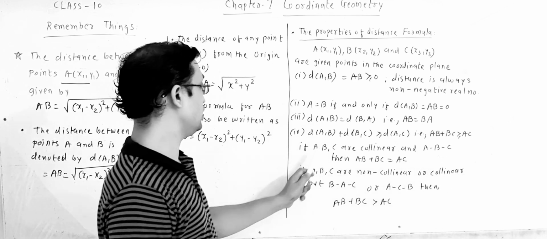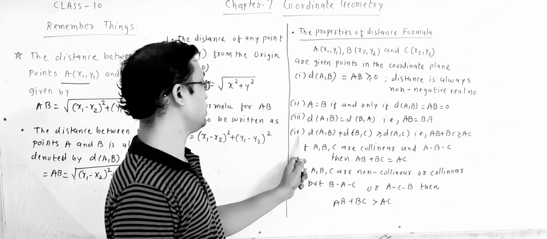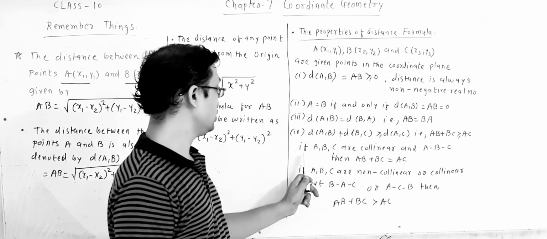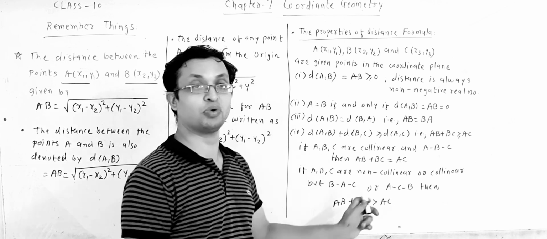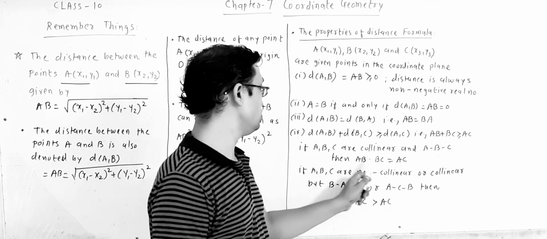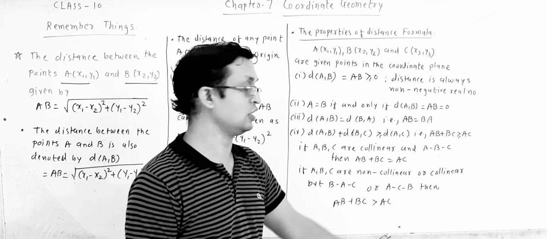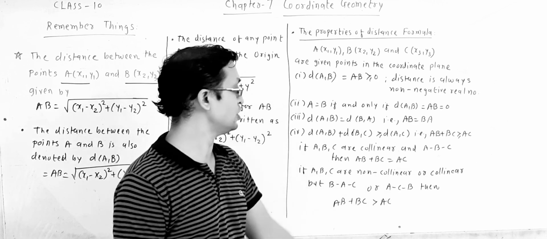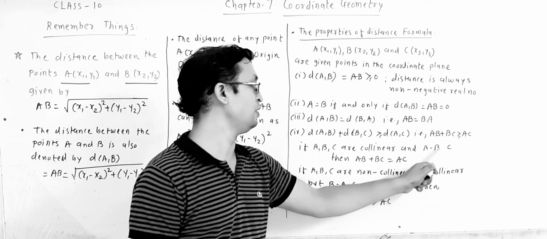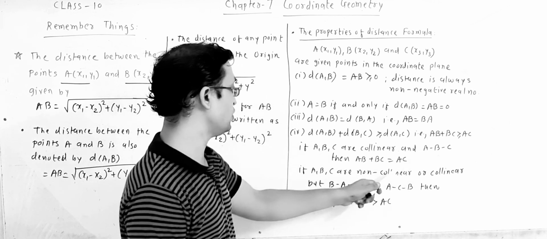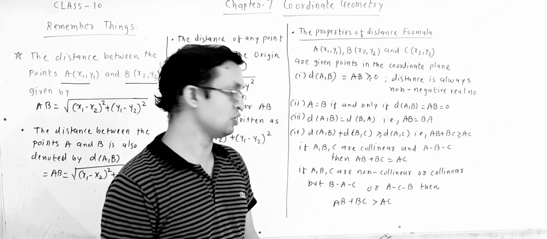Here is the condition, property number 4. If A, B, C are collinear, meaning all points lie on the same line, and point B lies between A and C, then AB plus BC is equal to AC.